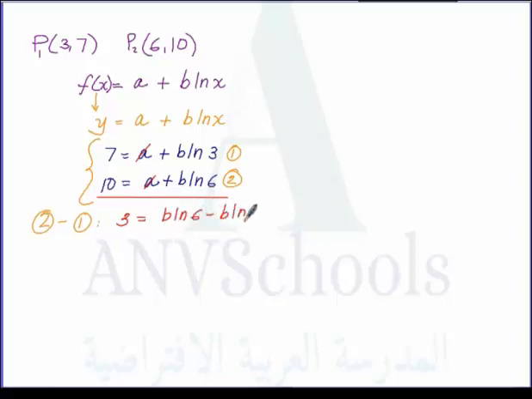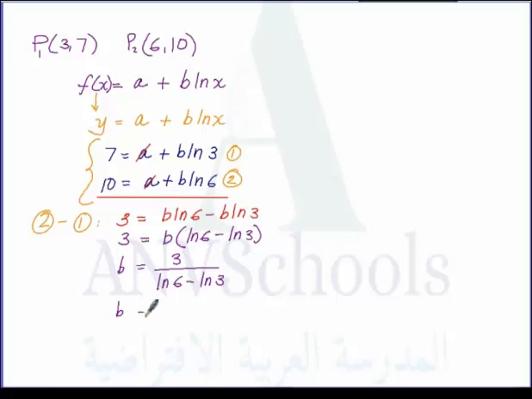In this case we have b ln of 6 minus b ln of 3. You cannot cancel them directly because these terms are attached to each other, not separated. So what we can do is get the common factor from the right side. b can be taken out, and this will yield ln of 6 minus ln of 3, which gives a value of b equal to 3 over ln of 6 minus ln of 3.